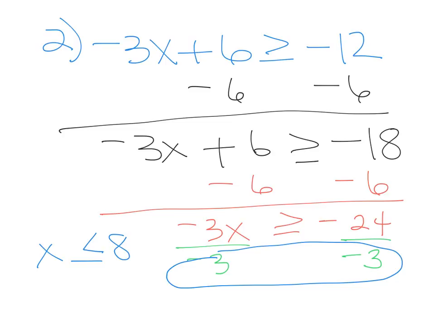x is less than or equal to 8. So as you're doing the multi-step, you also have to remember the rule of when you have to switch the sign. So when you graph this one, we will have 0, 8, negative 8. We'll do a closed circle above the 8, and we'll shade to the left.